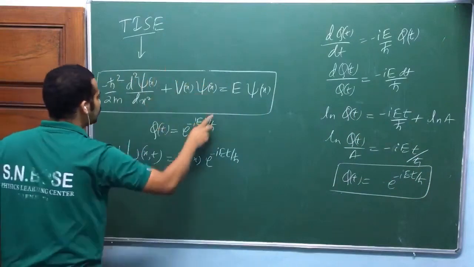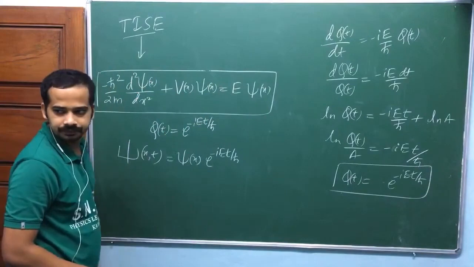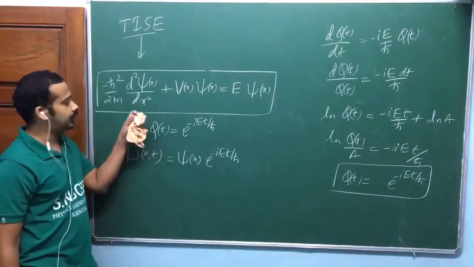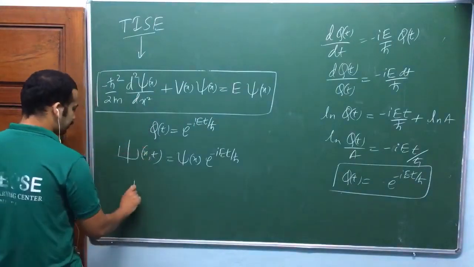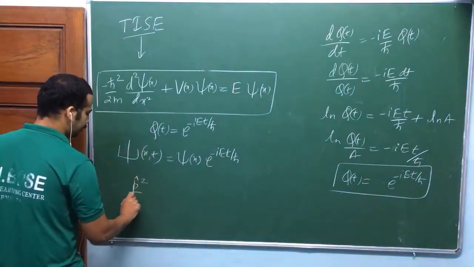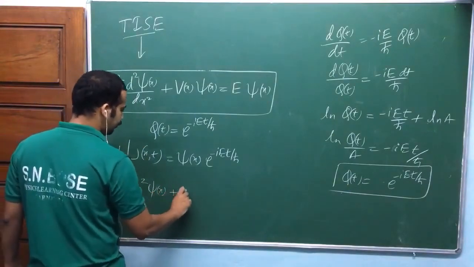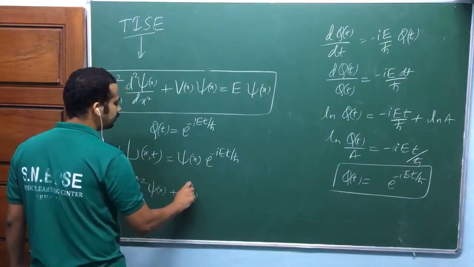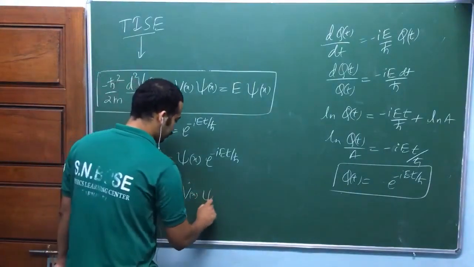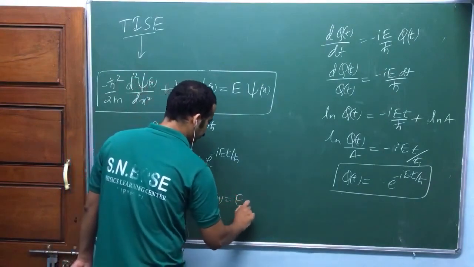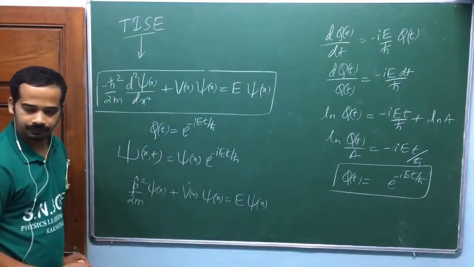Now this whole thing, look at here, we are going to rewrite. What is this one? This is p cap square actually, isn't it? So this can be seen as p cap square by 2m into psi of x, plus v cap, which is v of x itself, because x cap is x itself, isn't it? Into psi of x is equal to E into psi of x. Is that okay?